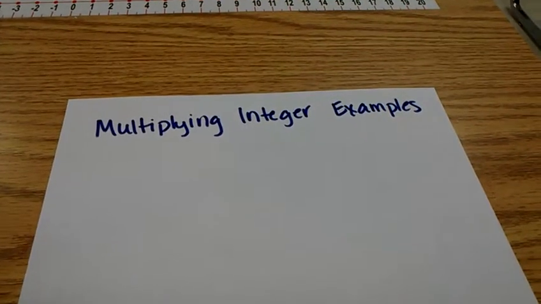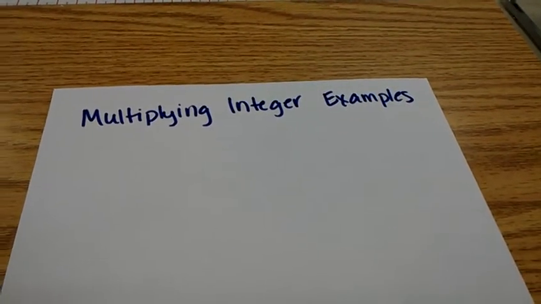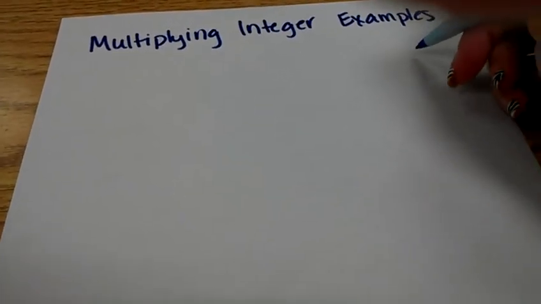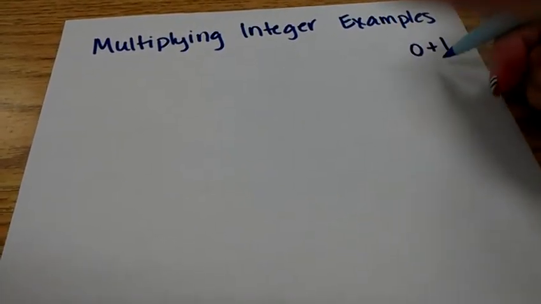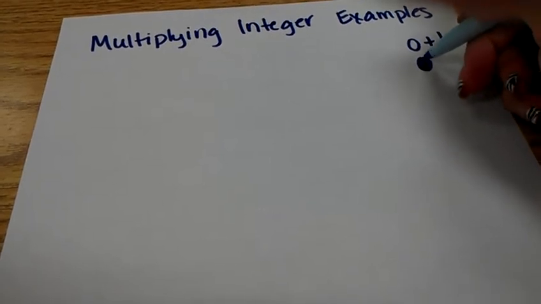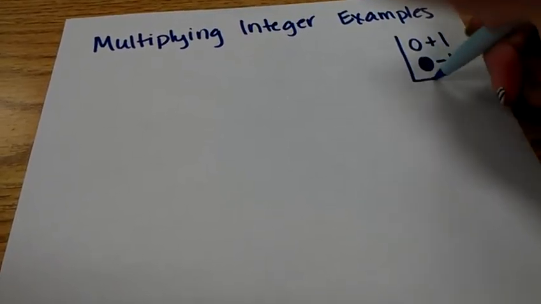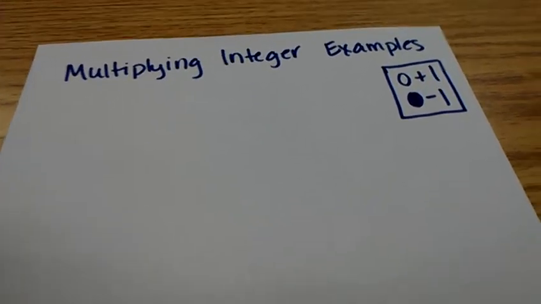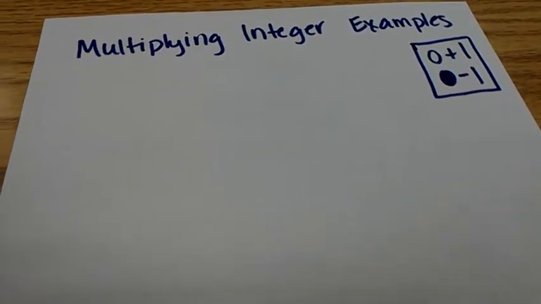Okay, here come our multiplying integer examples. I'm only going to do 2 of these. Start off always with my key. +1, -1. And again, I will show you the chipboard and I will show you the number line.